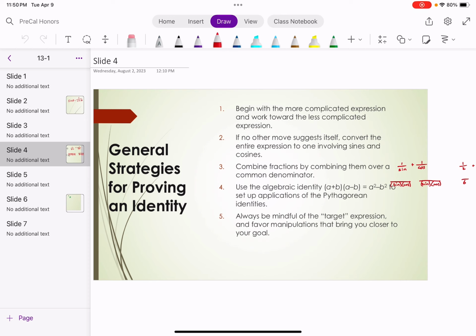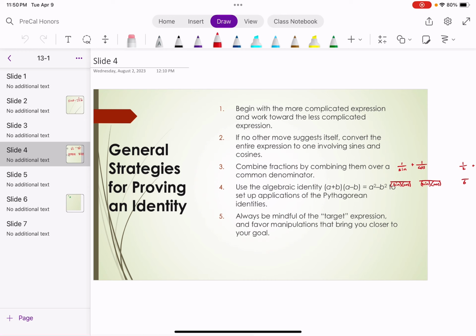Number 3, combine fractions by combining them over a common denominator. There will be times where you're going to need to either add or subtract, and it will be with different denominators. This would be very similar to just adding and subtracting regular fractions that have unlike denominators. Step 1 would be find the common denominator, create your new numerators, combine your like terms, and create your new expression.